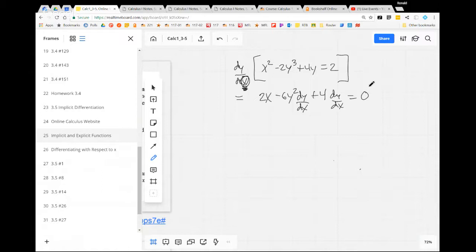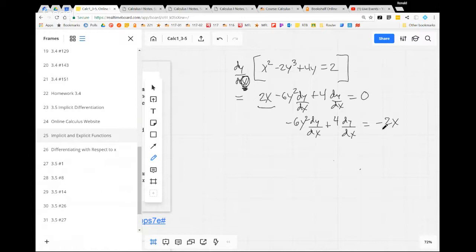Well, what we really want to know is, what is that dy dx? So the next step would be to isolate the dy dx. In other words, let's get rid of anything that's non-dy dx. For example, this 2x. And I will subtract that from both sides of the equation. All right, so we've got that subtracted.